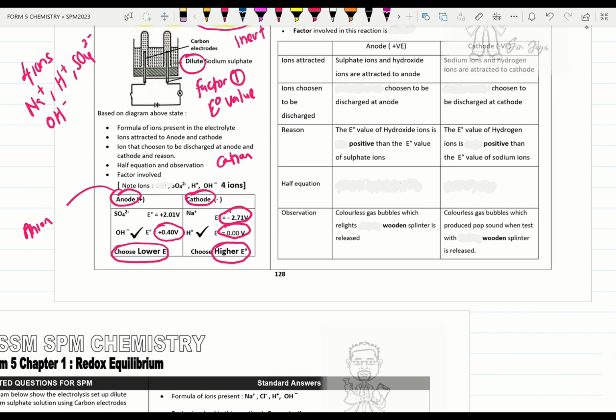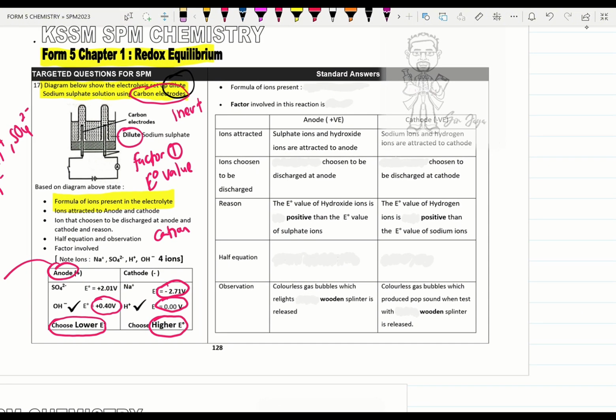Alright, so please remember the 4 ions present in the electrolyte are sodium ion, sulfate ion, hydrogen ion, and hydroxide ion. Check the requirement of the question. They want the formula of ions present in the electrolyte. We have 4 ions. Next they want the factor involved at anode and cathode. The factor involved is E0 value.